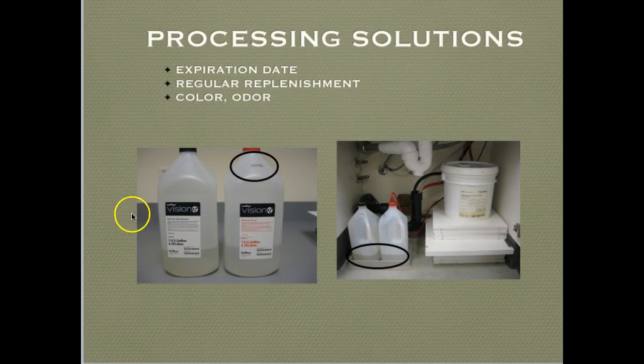Speaking of the processing solutions, you want to make sure that they're not expired, and that your processor is getting regular replenishment. You want to make sure that your chemical solutions are rather clear in color. Sometimes your developer will have a slight yellow tinge, which is okay, but you don't want it to be brown or black or really dark yellow. The chemicals have a strong odor, but they shouldn't smell like sulfur or rotten eggs or anything like that.